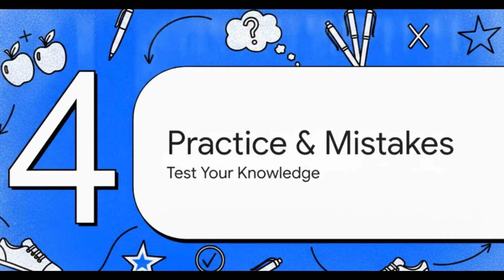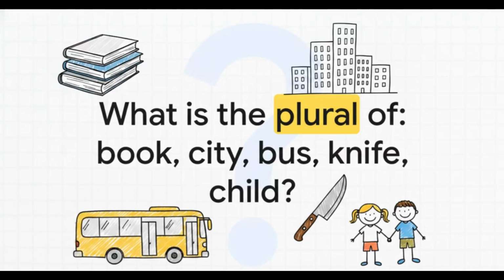Section 4. Practice and common mistakes. Test your knowledge. All right, let's actually roll up our sleeves and apply what we've learned. I want you to look at these 5 words: book, city, bus, knife, and child. Go ahead and pause this explainer right now if you need to, and see if you can guess the correct plural for each one using the rules we literally just walked through. Seriously, give it a try.